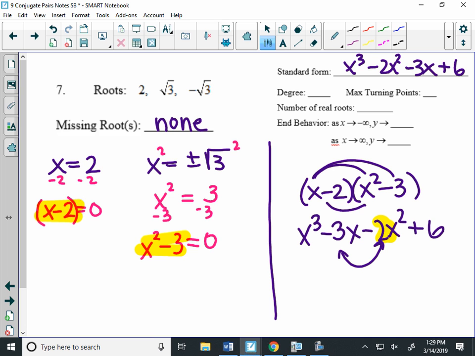Alright, what's the degree of this polynomial? 3. How many turning points can it have maximum? How many real roots are there? 3 real roots. Do I have any imaginary roots this time? No, they were all real. And then the end behavior would be the same as the first one. So I have odd degree. So I'm going to start low at negative infinity and end at positive.